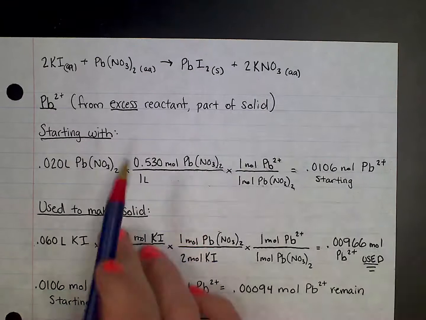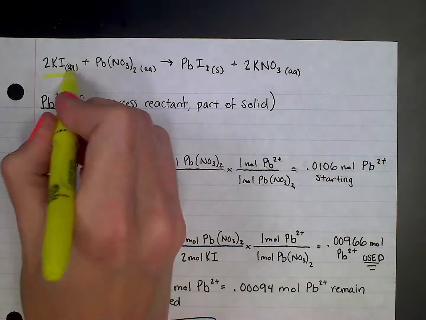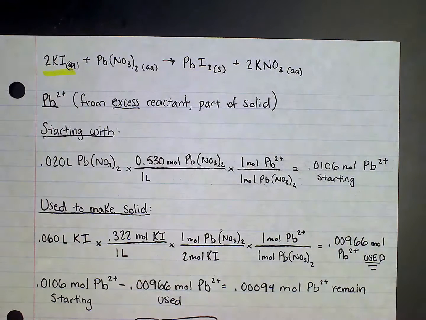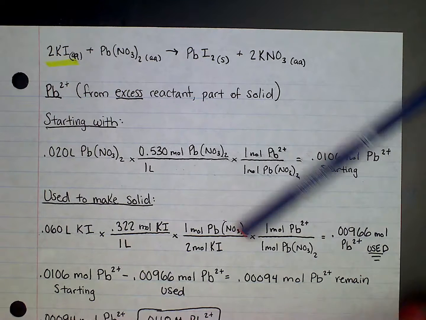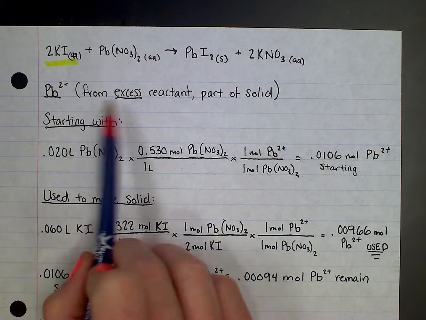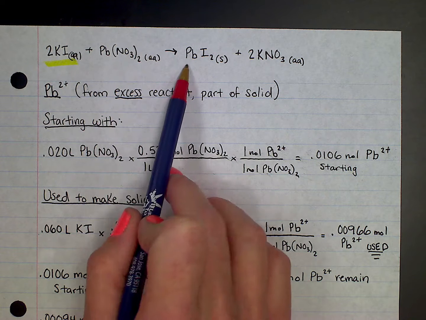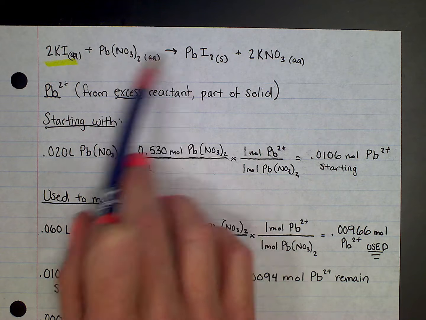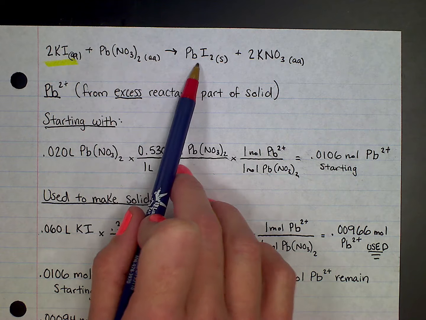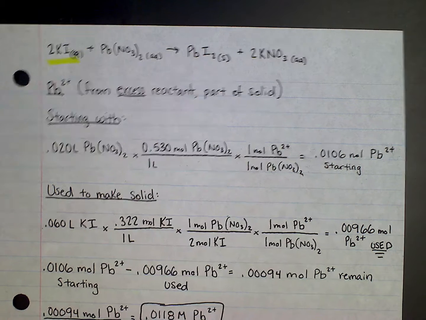Okay, so I've recopied the reaction up here. Remember that the potassium iodide is our limiting reactant. So we're going to find out the Pb2+ ion. And remember, this is coming from the excess reactant, and it made part of the solid. So some of this was already used to make the solid, but some of it will be floating around, and that's the part that we're trying to figure out, is how much is floating around.